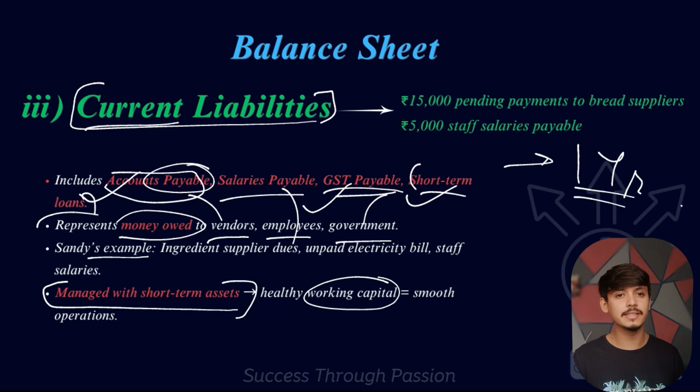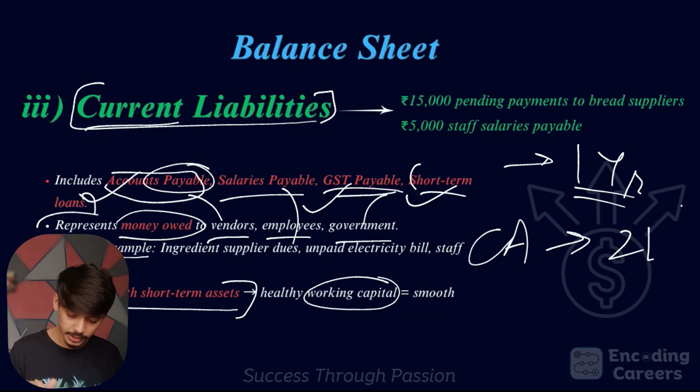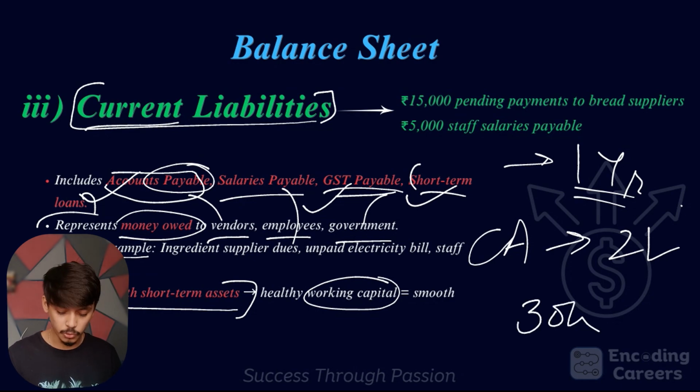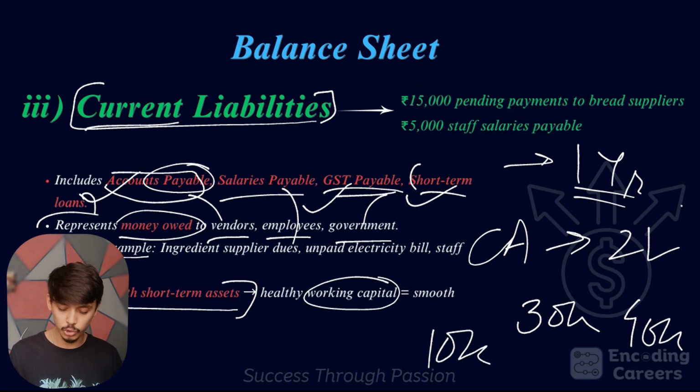Now if your business is managed well, like you are able to pay all the liabilities using the current assets, then it is said that you have smooth operations. Let's assume for any business they have current assets of around 2 lakh rupees and the current liabilities, which will include the amounts of accounts payable. So let's assume that accounts payable is 30,000, salaries to be paid to employees is 40,000, the GST payable to government is 10,000, and there are no short-term loans.